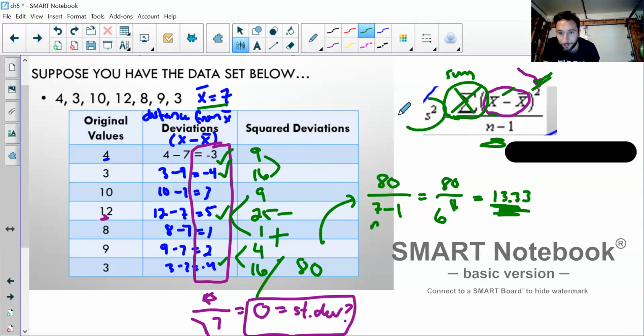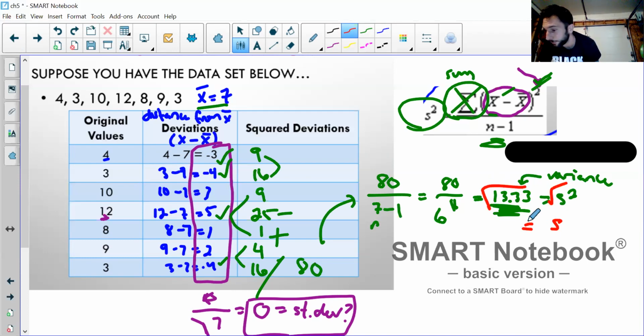And that's because we're not done yet. This is the standard deviation squared. This is what we call the variance. So this 13.33, that's the variance. So how do we find the standard deviation? Well, variance is standard deviation squared, which means standard deviation is the square root of the variance. And so when we take the square root of 13.33, we get something.